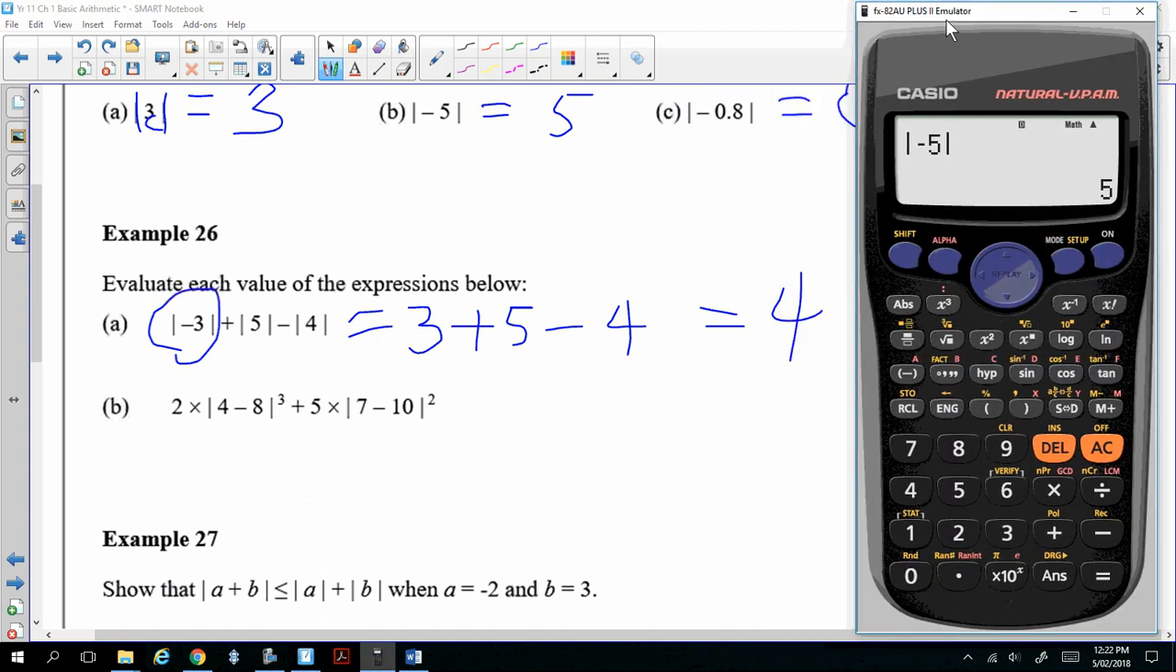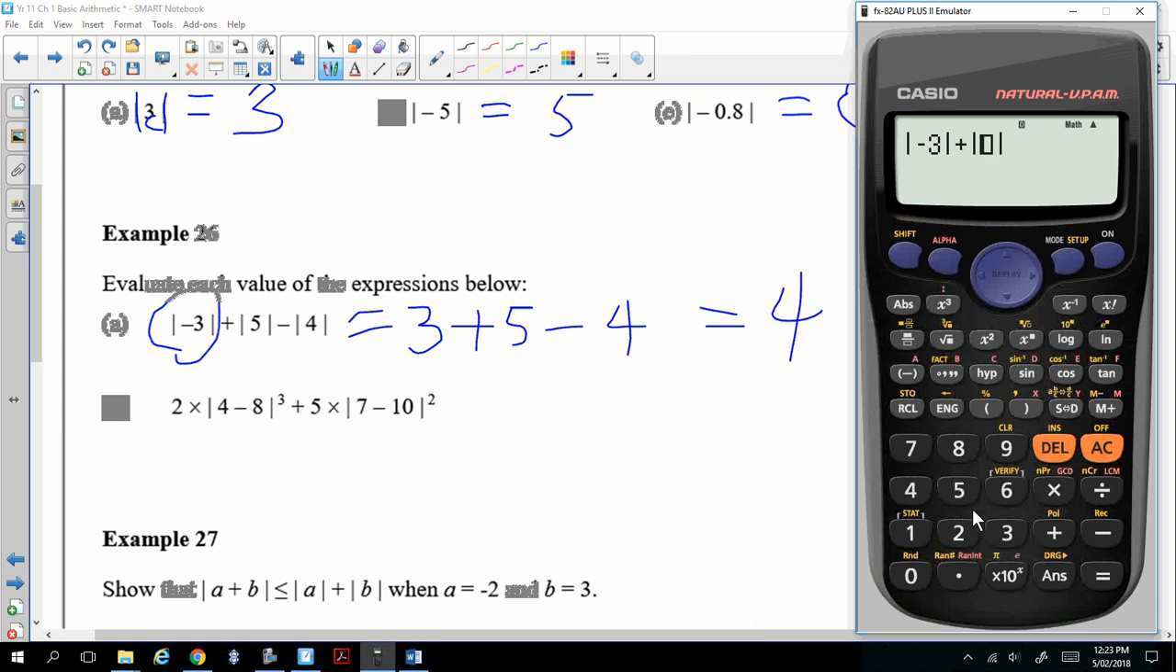ABS, -3. And then you go out, plus. Can you see it takes a long time if you do it with a calculator? You have to do the arrow. If it's an easy question, you can just do it by hand. I think it's quicker. ABS again, 4. Should give you 4. Okay? Alright, cool. How about the next one?